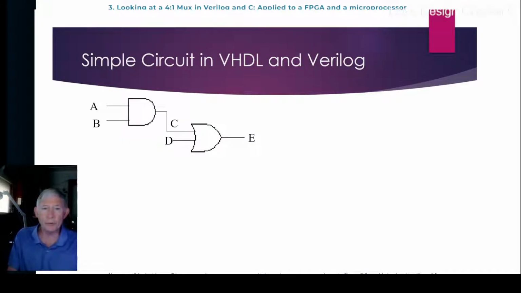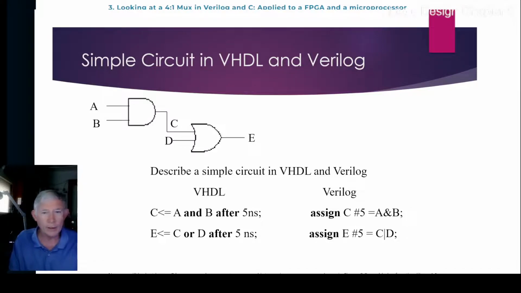Okay, well, here's a simple circuit using gates. We have A and B going into an AND gate, and the output of that we're calling C. Then we have a separate variable D that's going into this OR gate and outputting E. So let's see what this would look like.